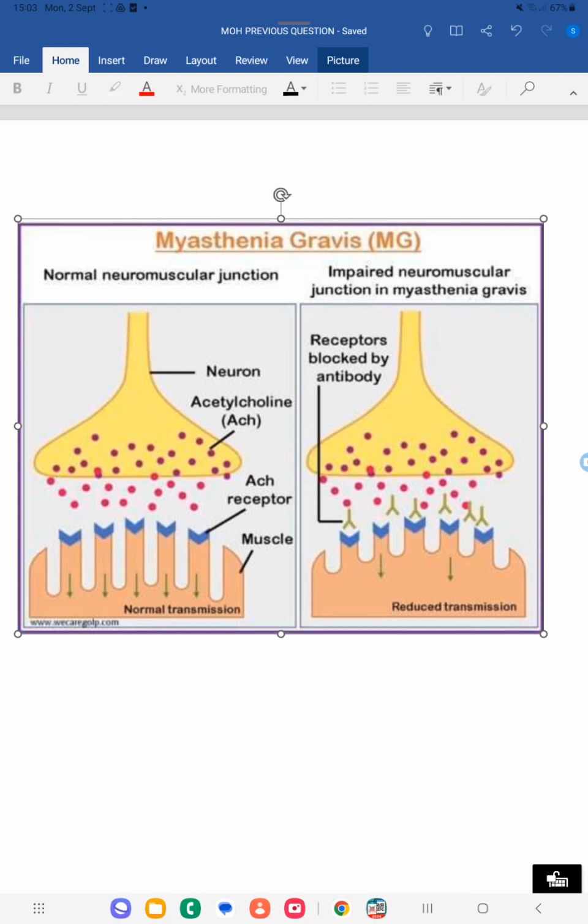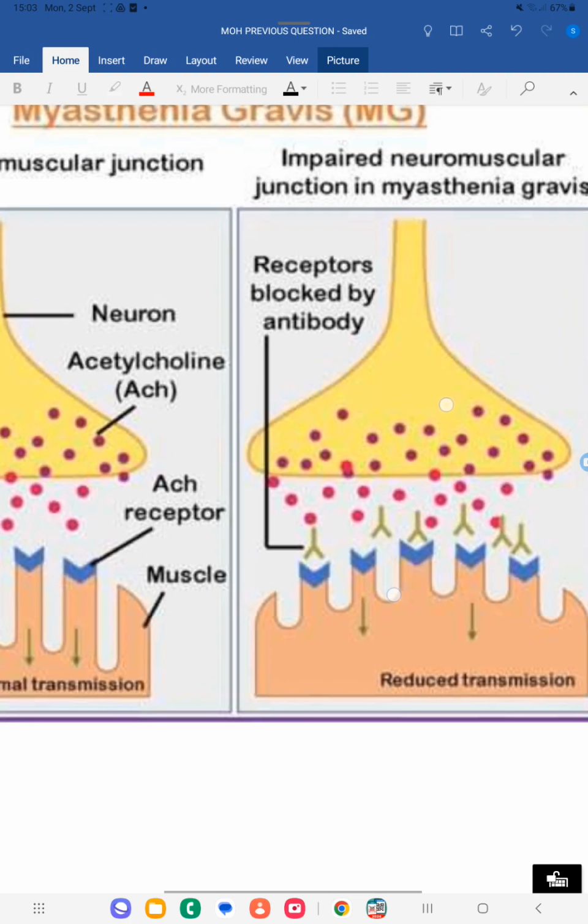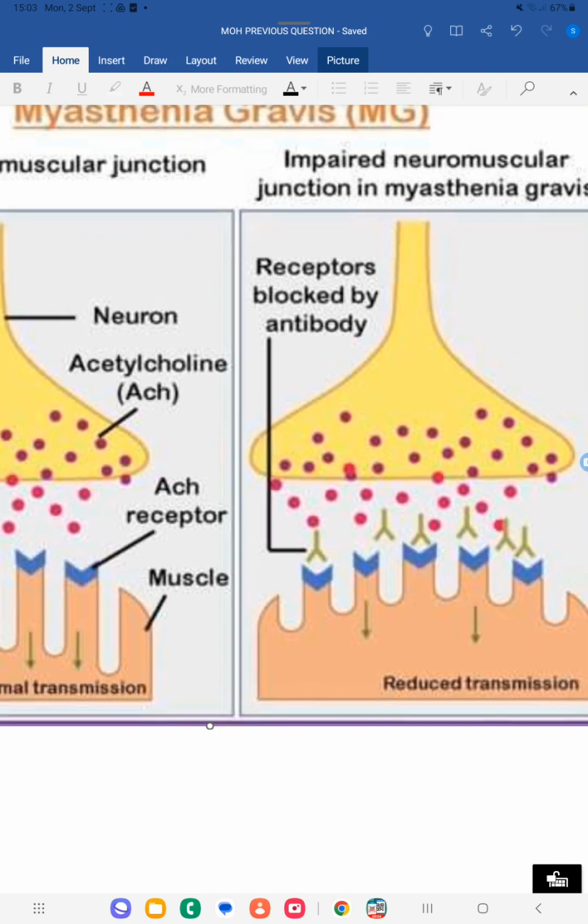Okay, so first of all, this is the normalcy. Sometimes, due to autoimmune activity, you can see a Y-shaped structure, which is called an antibody. An antibody will be created against this acetylcholine receptor. This antibody attaches to the acetylcholine receptor and blocks the way.